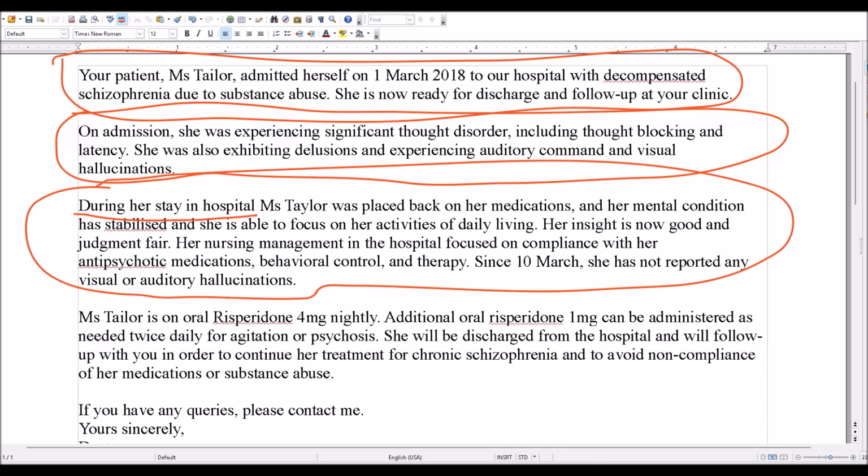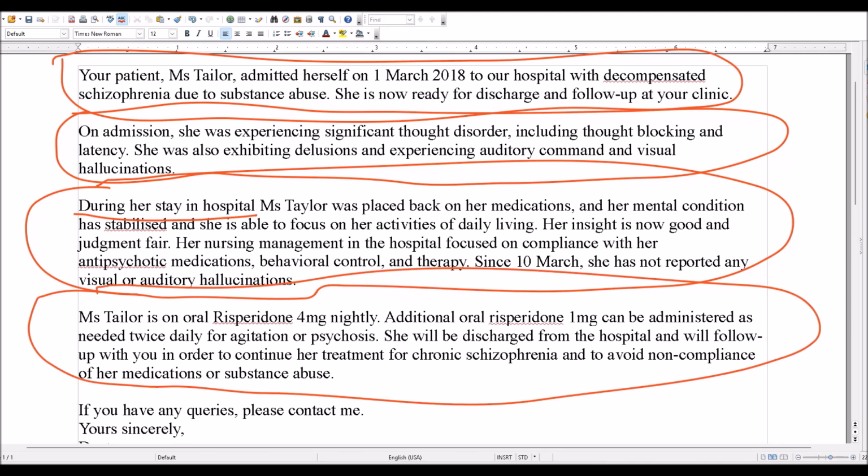Now, what's going to happen when she gets out? She's on risperidone, with a discharge follow-up. That's pretty clear. So we've got a nice logical progression: the purpose, what happened on admission, what happened when she was in hospital, and what's the plan for when she gets out.